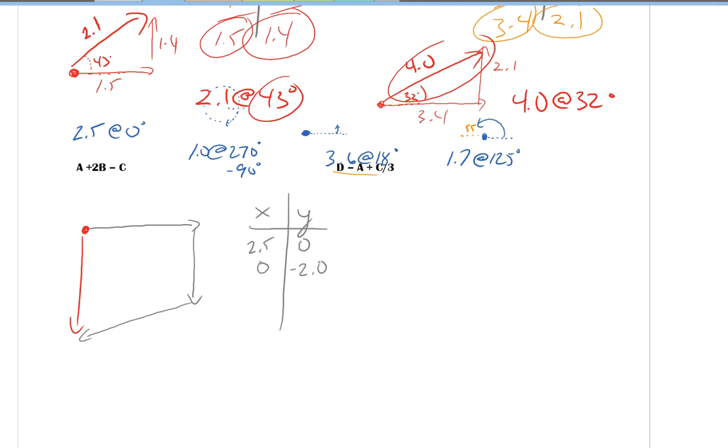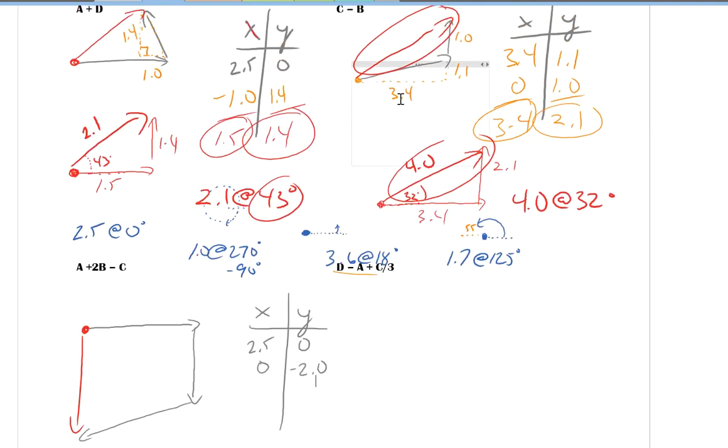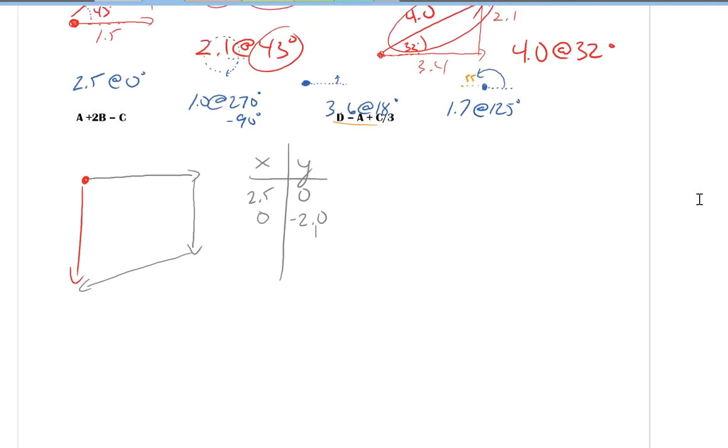Now, I broke C apart in the previous question. So if I check, the components were 3.4 and 1.1, and that should be the same, except now going the opposite way. So this will be 3.4, and this should be 1.1. So it's the exact same triangle we had before, so I can just move the numbers over because I know they're going to be the same.